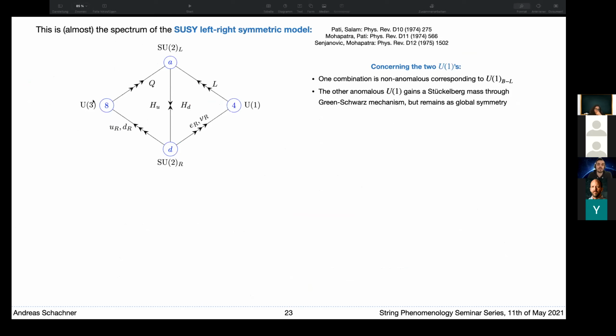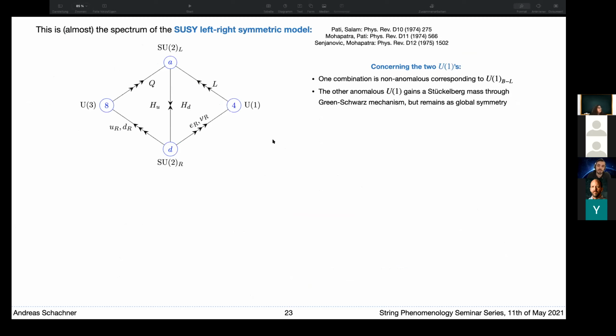So fixing n and m, we indeed find almost the spectrum of the SUSY left-right symmetric model, represented by this quiver diagram shown here. And there are a few comments that I want to make. First of all, there are 2 U1 factors appearing in this quiver diagram, of which one combination is non-anomalous, corresponding to U1 B minus L.